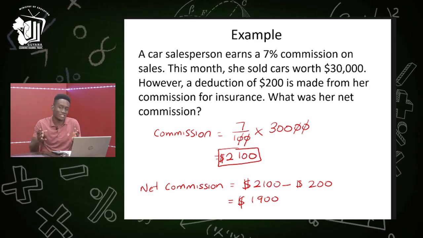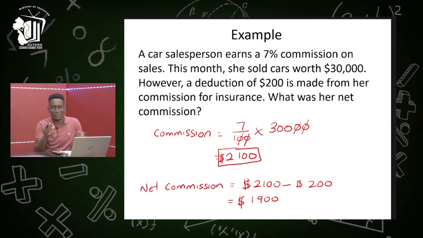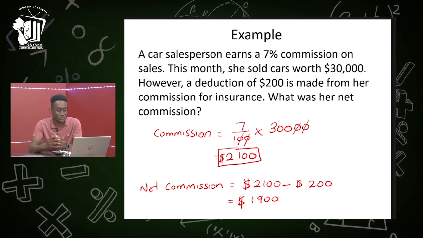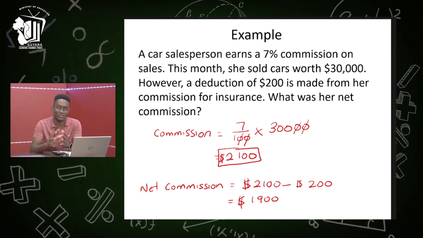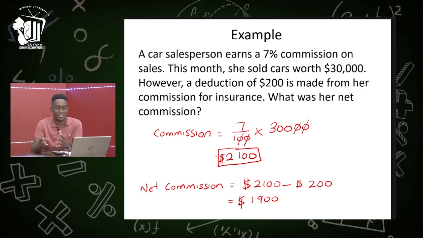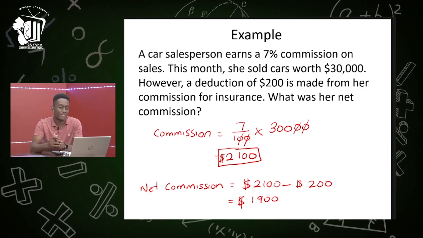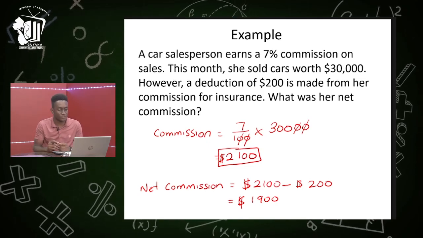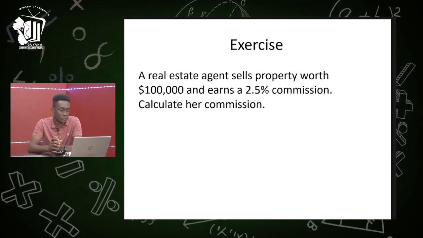You can think of it as a fishing net. When everything passes through, what is left, that is what you catch. So same thing as related to salary, net commission, that is when everything comes out. So her net commission would be $1,900. So let's move on to our next question.